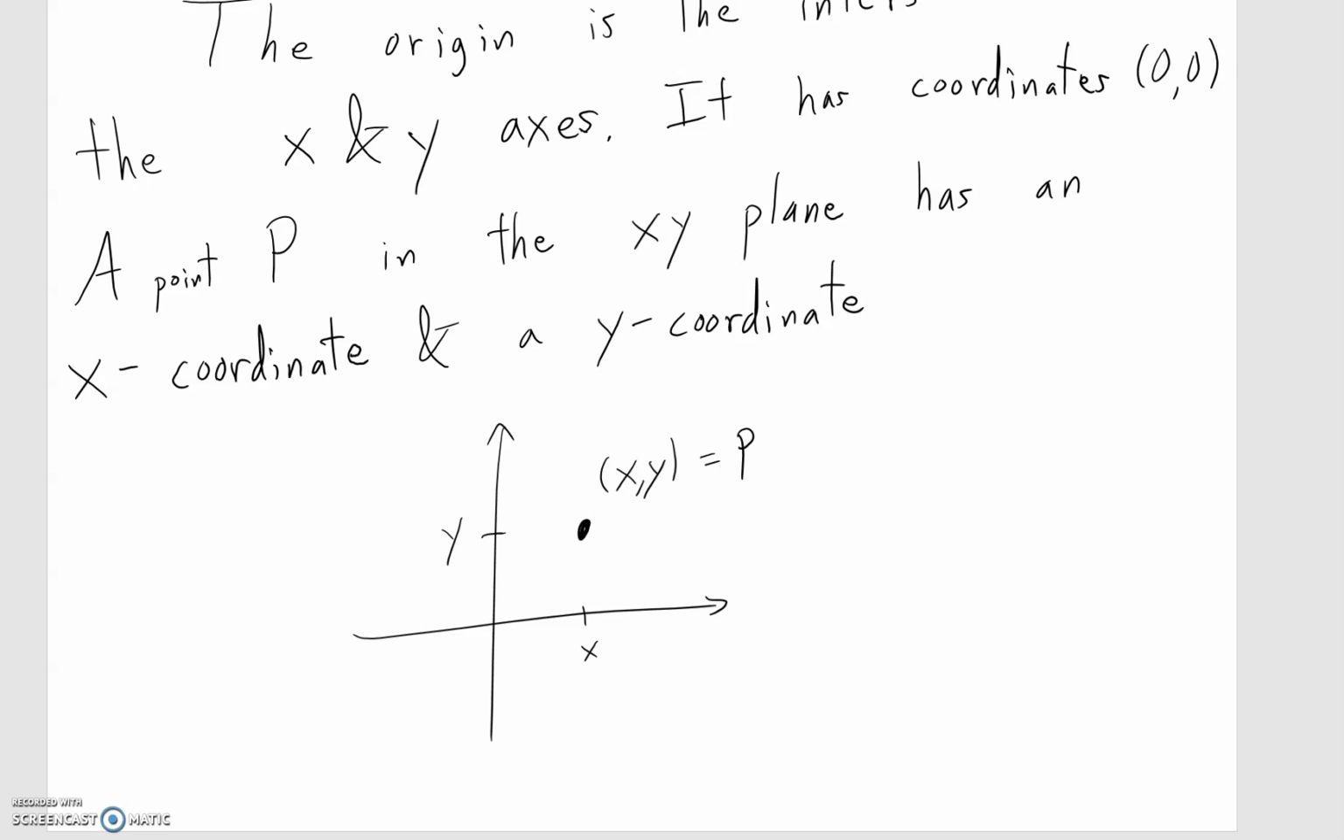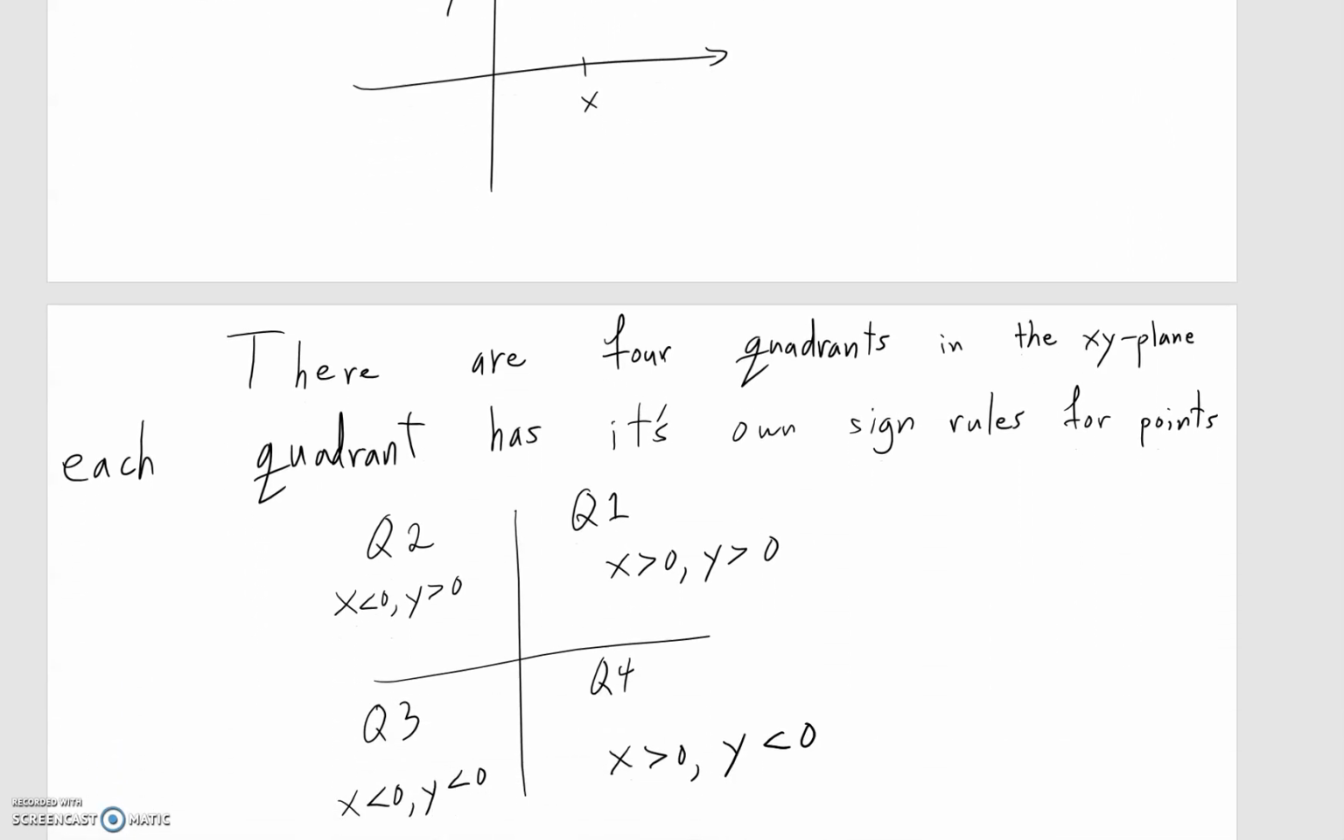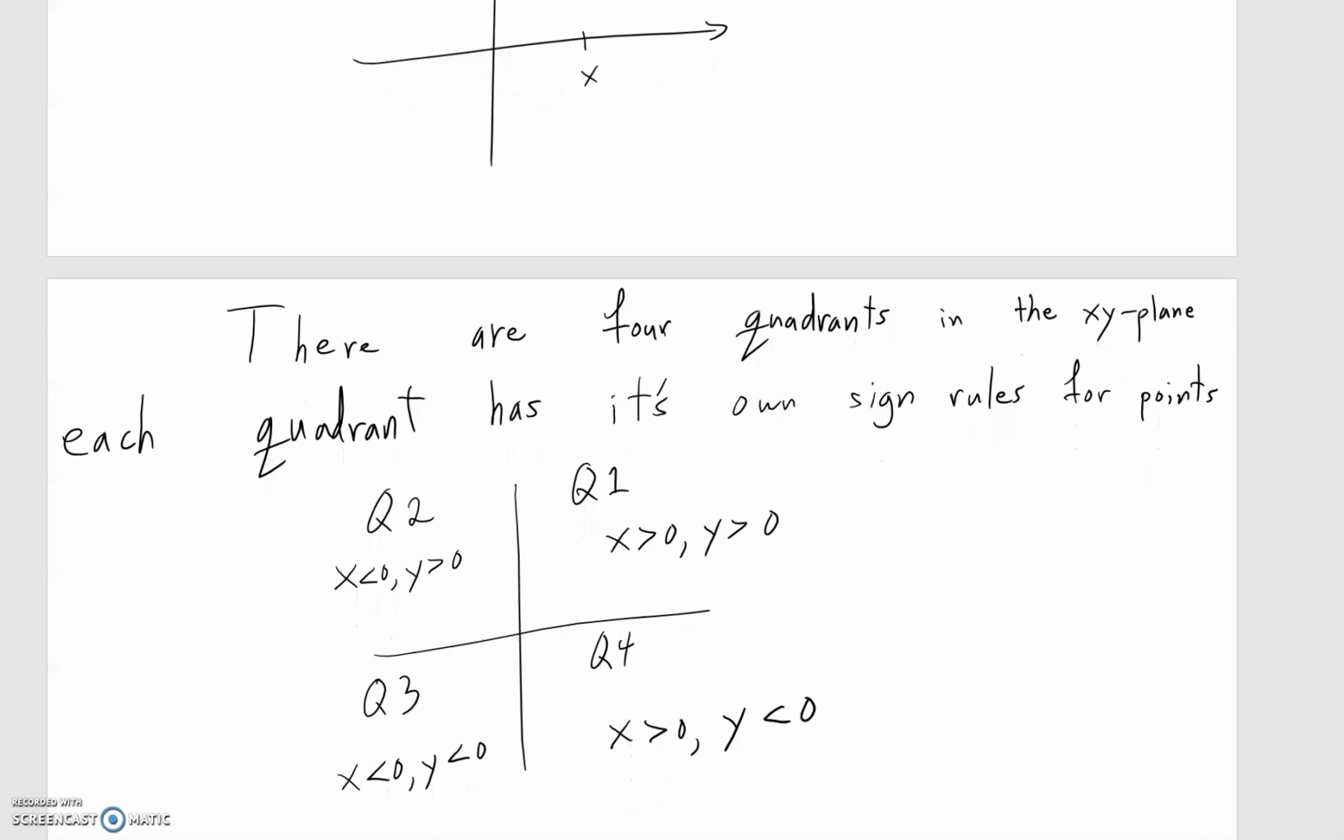In the xy plane, there are 4 quadrants, and each one of those quadrants has its own sign rules. For points that are in quadrant 1, the x and the y are positive. For points that are in quadrant 2, the x is negative, the y is positive. For points that are in quadrant 3, the x is negative and the y is negative. For points that are in quadrant 4, the x is positive and the y is negative.